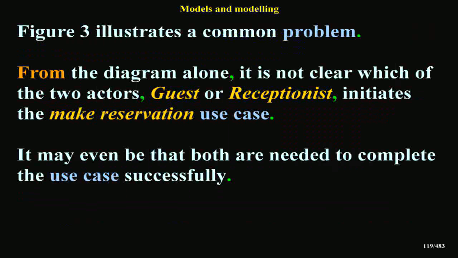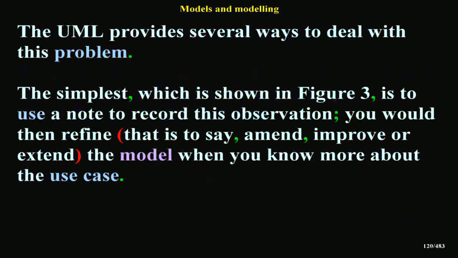Figure 3 illustrates a common problem. From the diagram alone, it is not clear which of the two actors, guest or receptionist, initiates the make reservation use case. It may even be that both are needed to complete the use case successfully. The UML provides several ways to deal with this problem. The simplest, which is shown in Figure 3, is to use a note to record this observation.